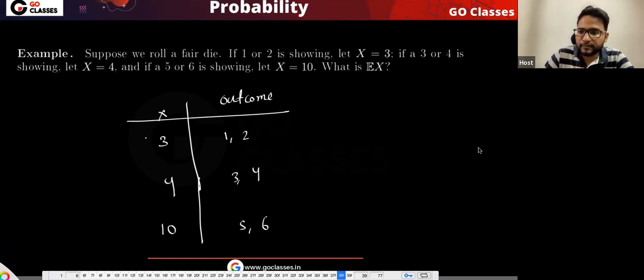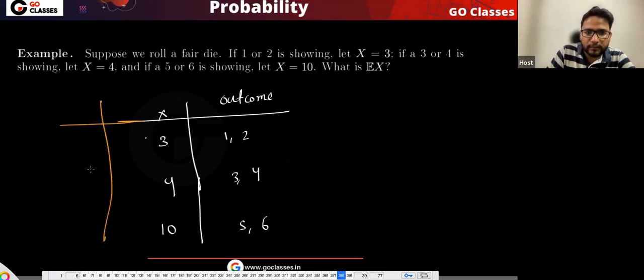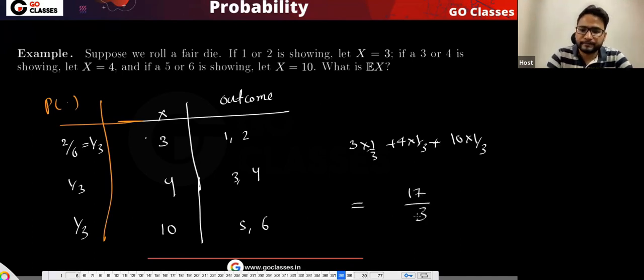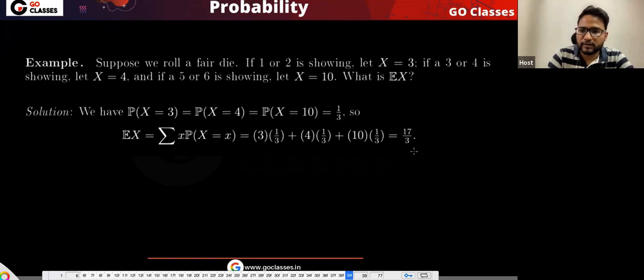It is 2 upon 6, since these are the two outcomes which are coming. The probability of x being 3 is 2 upon 6, which means it is 1 by 3. Here it is 1 by 3, and here it is 1 by 3. Now, if they ask you the expectation, you can easily calculate 3 into 1 by 3 plus 4 into 1 by 3 plus 10 into 1 by 3, which is 17 by 3. Yes, 17 by 3 is the answer.